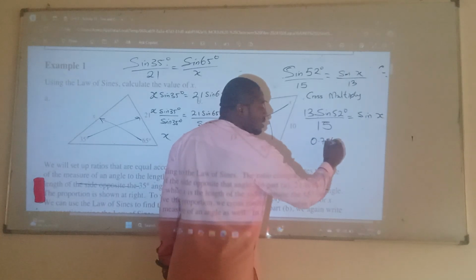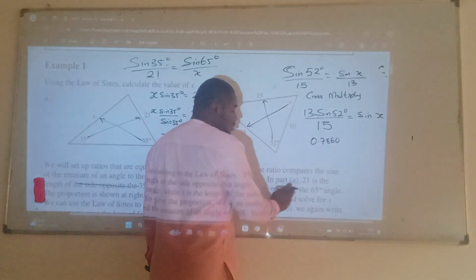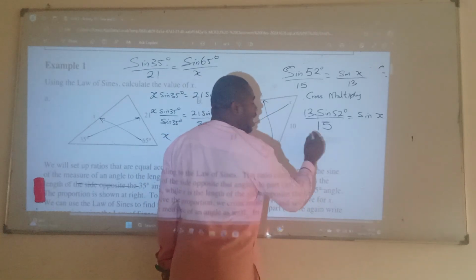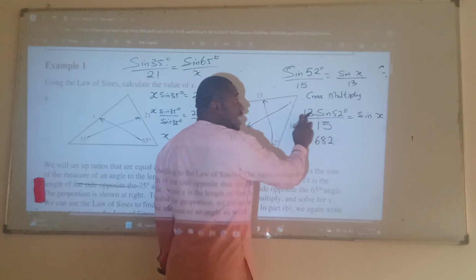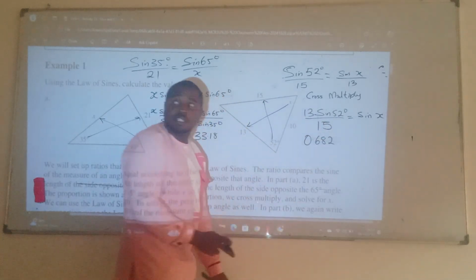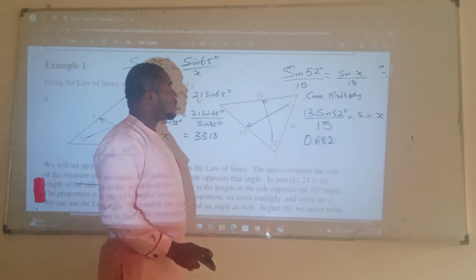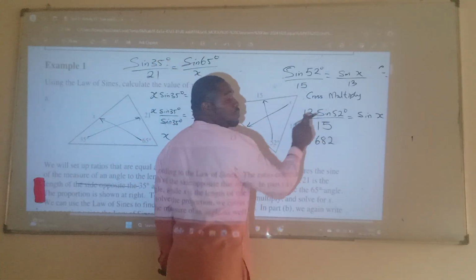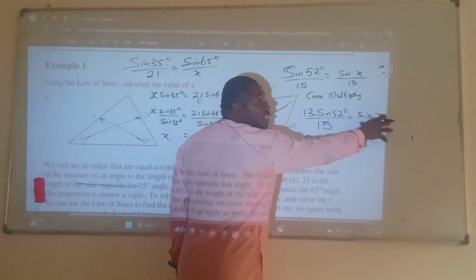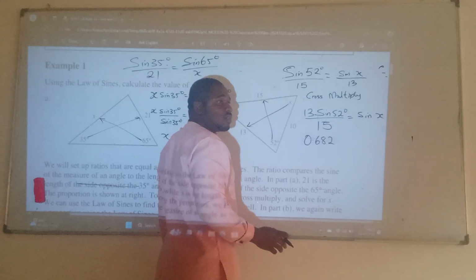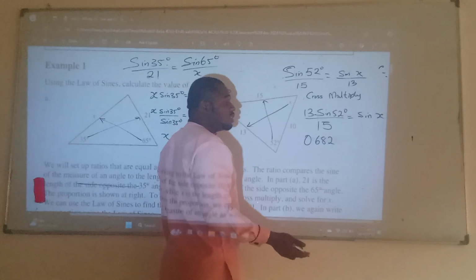It's 0.682. So do it properly. Did you do the multiplication, 13 multiplied by sine 52? It's still 0.682. We want to put sine x on its own, so we get the 15 there and divide both sides by 15. It's the same thing.